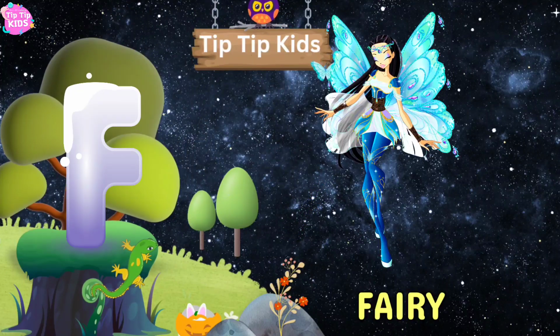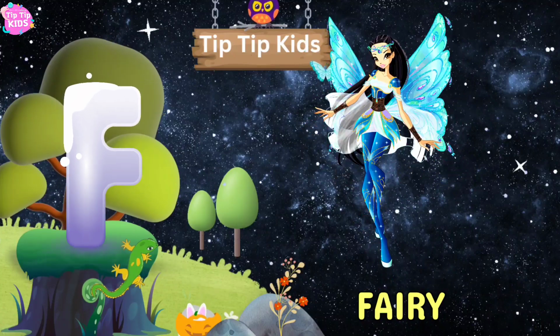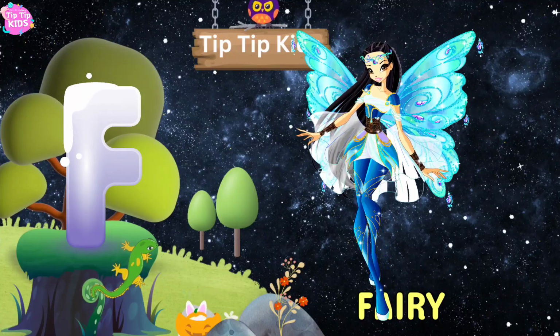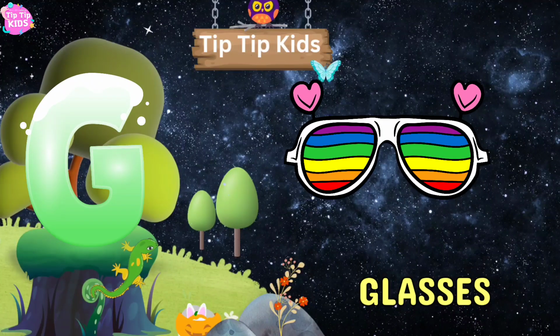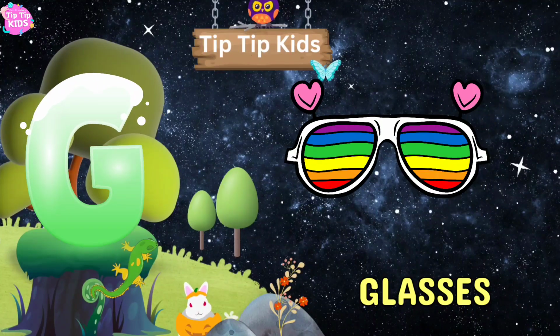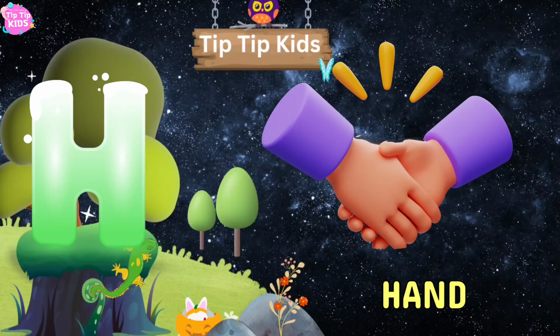F is for fairy, fairy, fairy, F, fairy. G is for glasses, g, g, glasses, g, g, glasses, G, glasses. H is for hand.